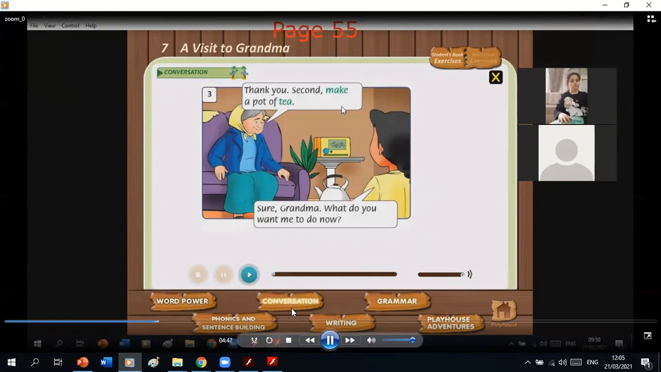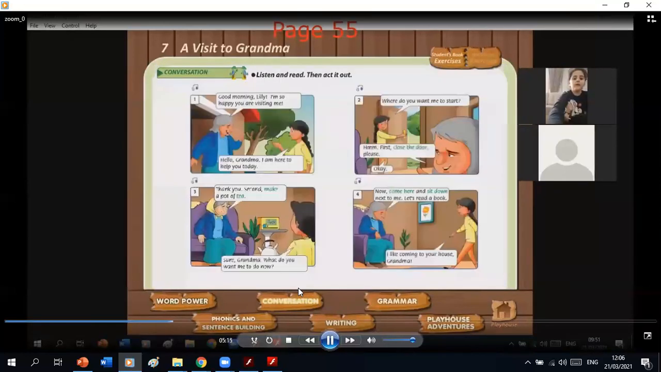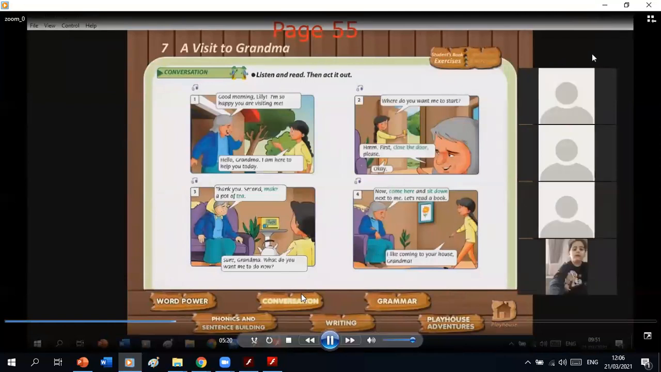Now, great. So we can see the house of Grandma. Is it nice? Yes. We have also here a teapot, and we have a radio, and she is sitting on the ivory chair, and Lily looks at her grandma. Sure, Grandma. What do you want me to do now? She's asking. She wants to help her. Thank you so much.